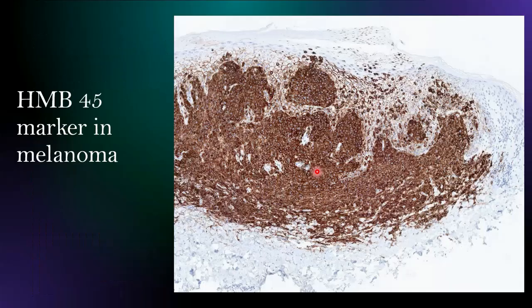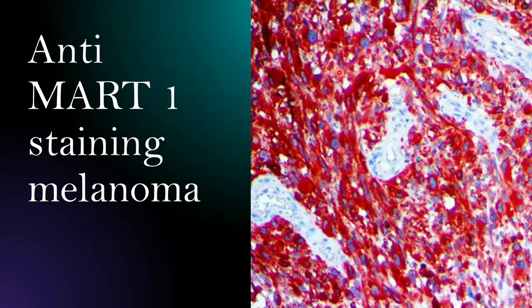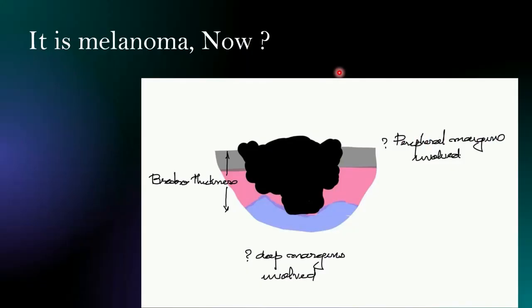More specific stains, one is HMB45 marker in melanoma. HMB45 staining has another advantage, it can also assess the mitotic rate in case of a melanoma. Another one is anti-MART1 staining in melanoma. So this can also be assessed. This is another specific stain in case of melanoma.